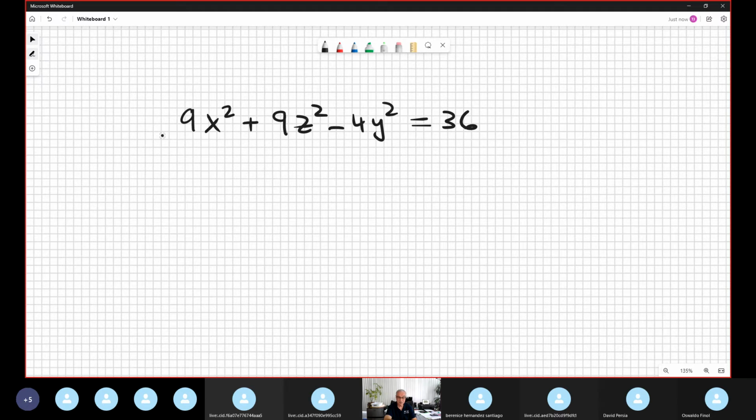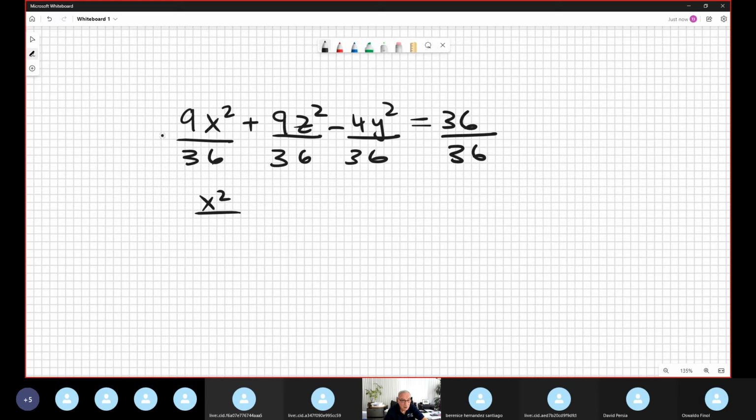Help me. Are you tired? Divide by 36. Divide by 36. Very well. Could you explain what is the reason? Can you divide by 36? To get the standard form. Exactly. Good. Now we have that situation.